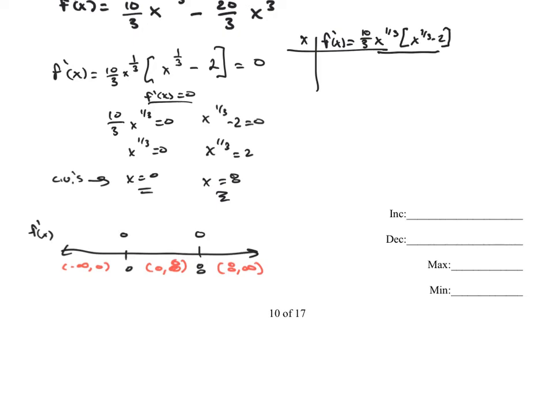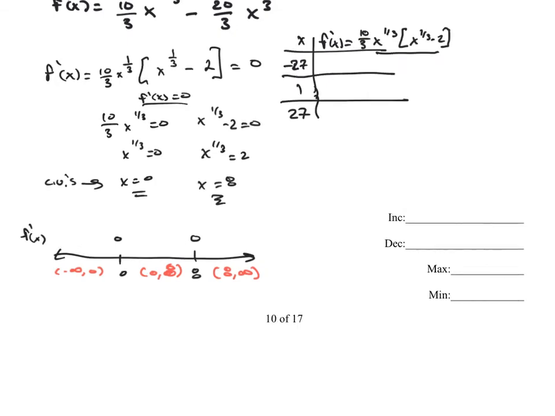Okay, something less than 0. How about negative? Ooh, I need a cube root of it, right? So how about negative 27? That's a nice number. That's got a cube root, right? A number between 0 and 8. Well, a nice number to take a cube root of would be a 1. And a number bigger than 8. Well, I'm going to be taking a cube root of it again, so I'll choose the number 27 because the cube root of that number is nice.